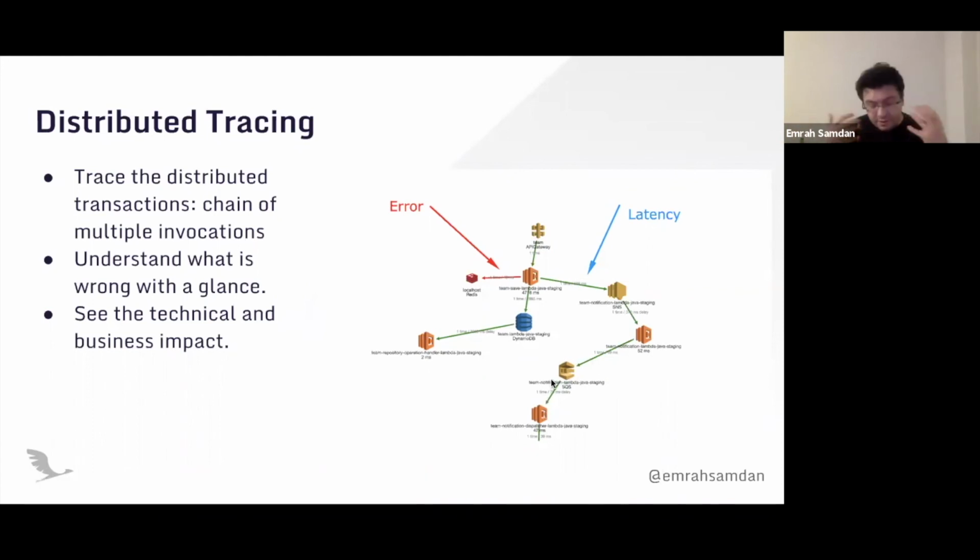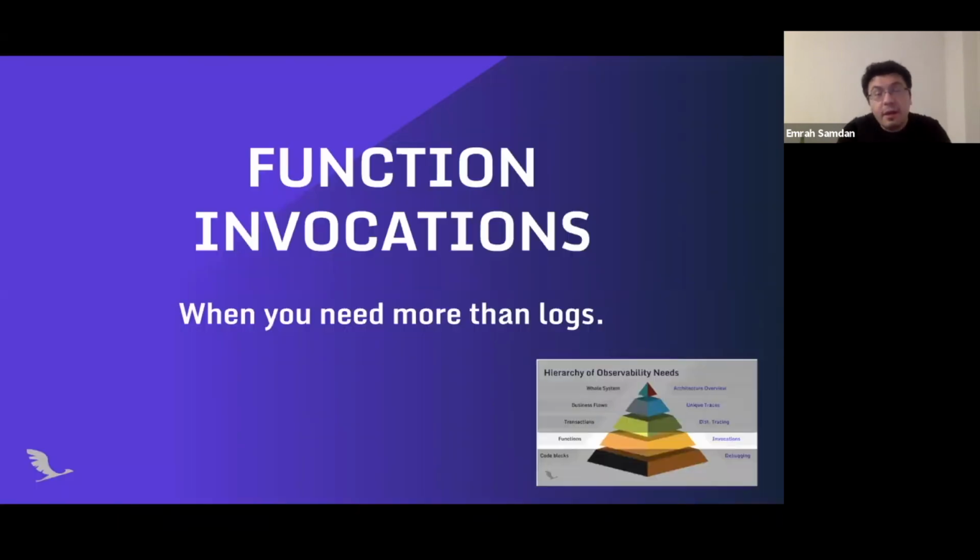This makes a single transaction. By checking that, you can see there was an error here, and you can see there was a latency here. When there's an error, you can see technically how it is propagating to other services or not, and you can see the business impact, whether it's being reflected to customers or not.